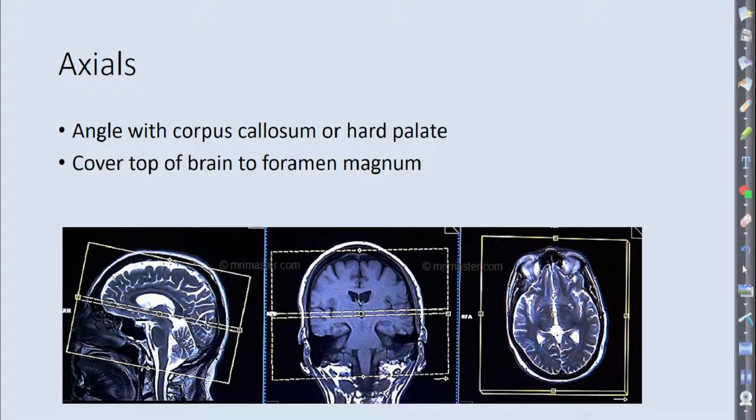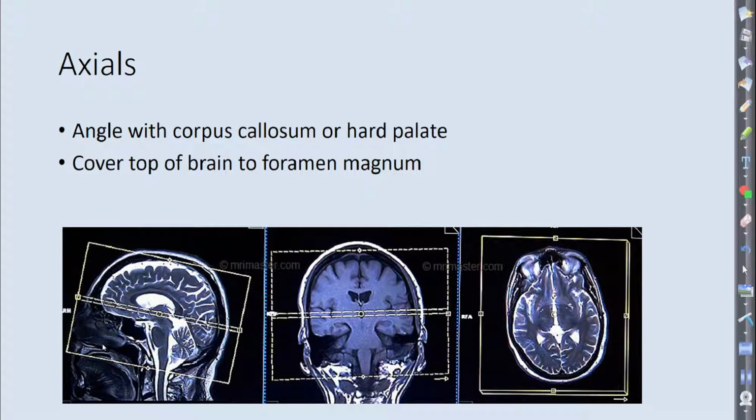Alright, so now our axials. Remember in the video, they were angling with the corpus callosum, with the genu and the splenium. They're basically splitting the difference. See that? And they're covering from the top of the skull all the way down to the foramen magnum. So some people angle with the corpus callosum, some people angle with the hard palate, which is basically right here. It really should give you about the same angle.